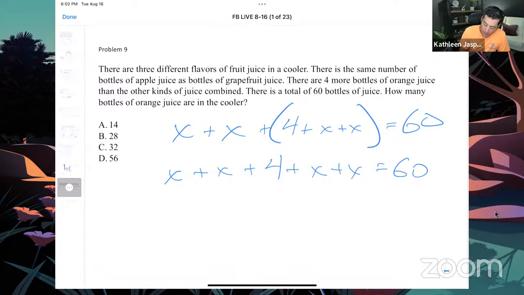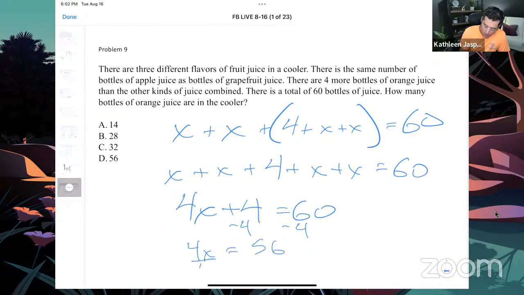So how many X's do I have? I have 4 X's plus 4 equal to 60. Subtract 4, and I get 4X is equal to 56. Divide by 4. X is equal to 14. So I look at A and I see 14 and I'm like, oh, okay, I solved it.